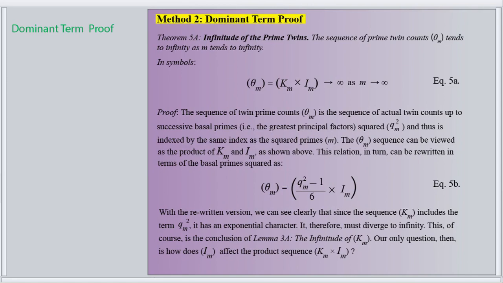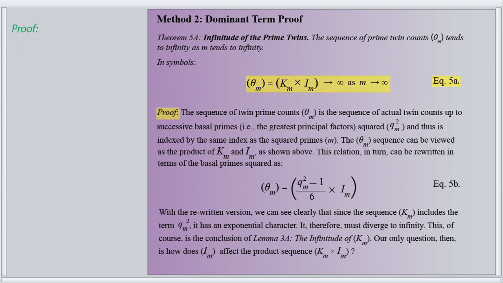Method 2. Dominant term proof. Theorem 5a. Infinitude of the prime twins. The sequence of prime twin counts, theta sub m, tends to infinity as m tends to infinity. In symbols, equation 5a. The sequence theta, which equals the product sequence k times I, tends to infinity as m tends to infinity.